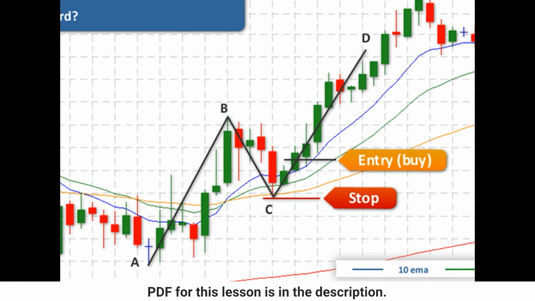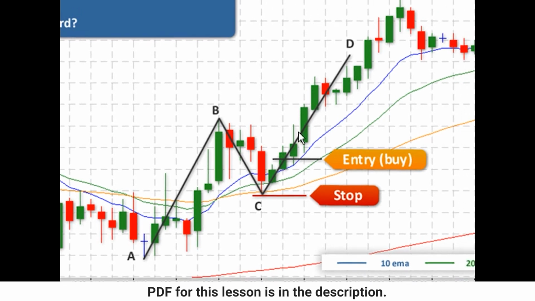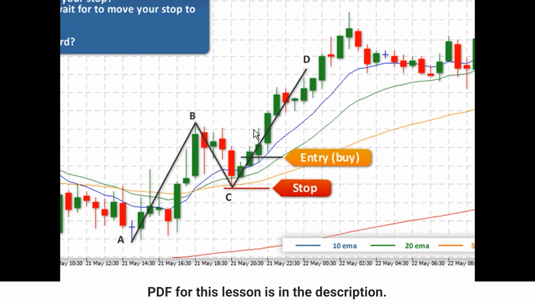So what price would you wait for to move your stop to break even? Pause the video to work it out. So the price we want to wait to move our stop to break even is the 50% mark. 50% of the move of A to B from point C. So 25% is the entry, and another 25%, which equals 50%, is where we will be moving our stop to break even.